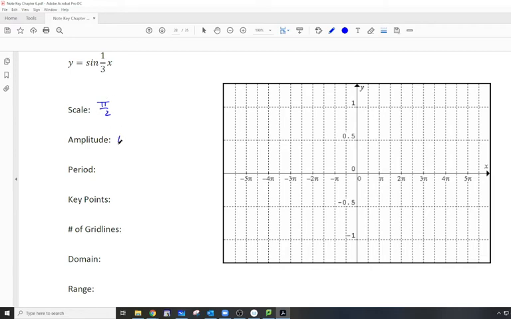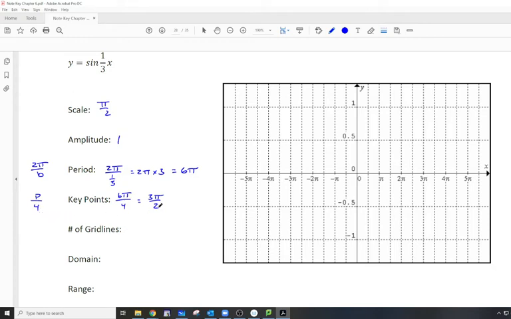The amplitude is 1. The period, so remember, period is 2 pi by b, so it's going to be 2 pi divided by a third. In other words, I'm going to be doing 2 pi times 3. This is a horizontal stretch by a factor of 3, which makes my period 6 pi. So my cycle is going to happen between 0 and 6 pi. My key points, I have to fit 4 key points between 0 and 6 pi. So my key points are going to happen every 3 pi by 2. Remember, the key points is period divided by 4.